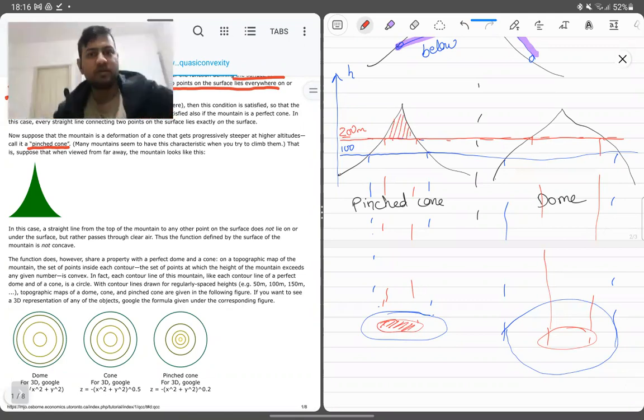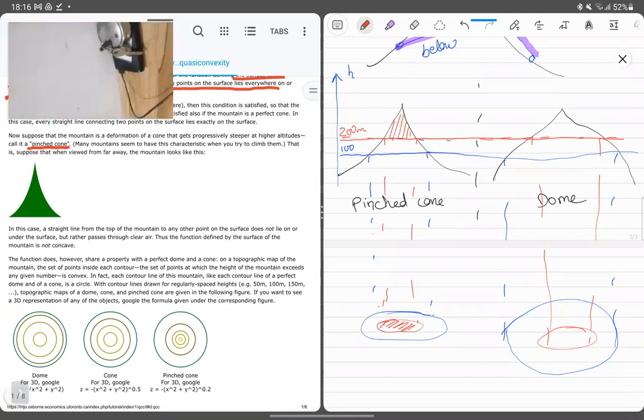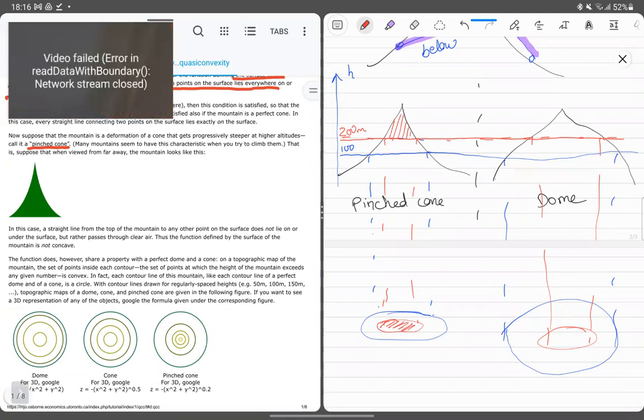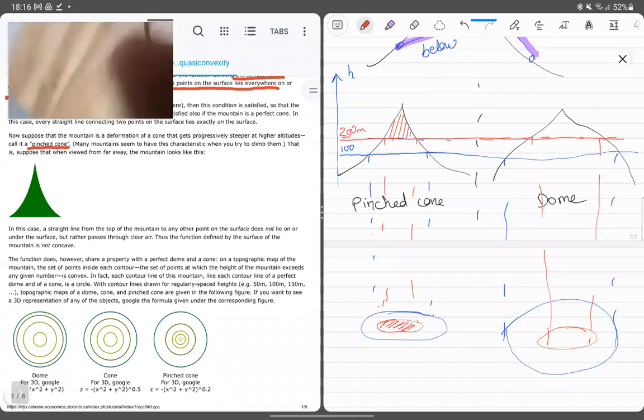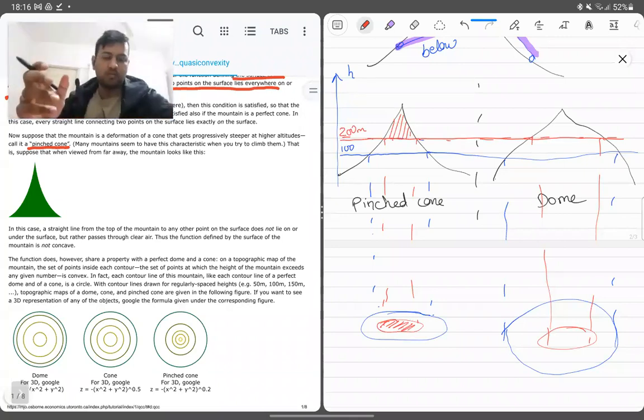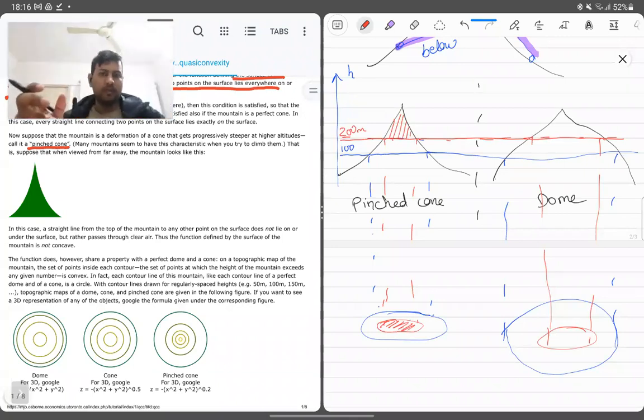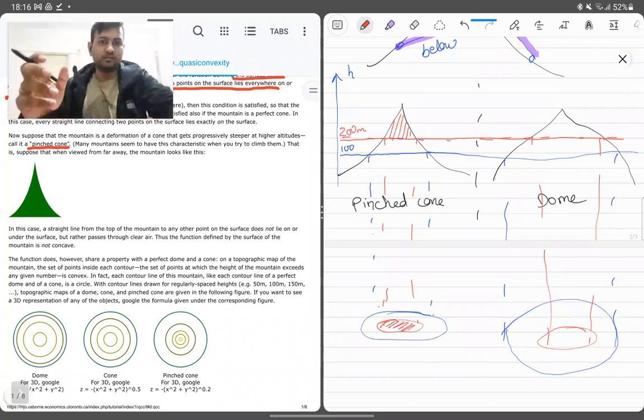So let me just restart the webcam. This is lagging a bit. So hope this doesn't lag now.